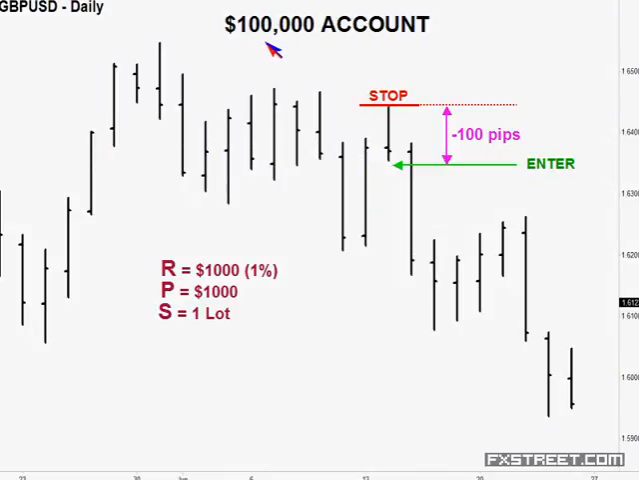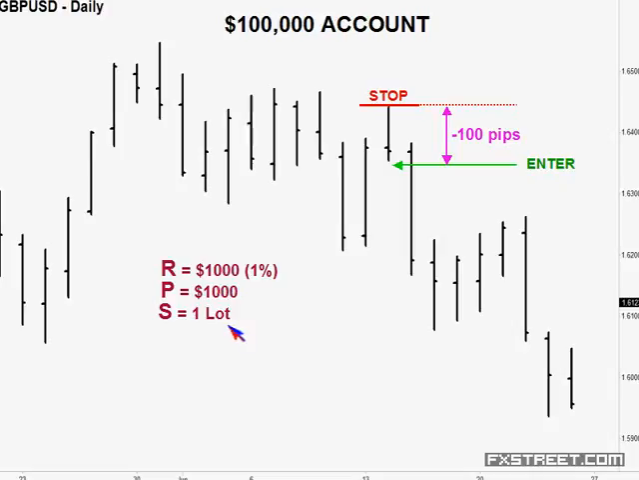Well, we have a $100,000 account. Once again, we're looking at the same trade. And before, we had a stop of 100 pips. Now, if we risk 1%, we only have $1,000 to work with because 1% of 100,000 is only 1,000. So if our pip loss, dollar loss comes out to 1,000, we divide 1,000 by 1,000. Now we can only trade 1 lot.